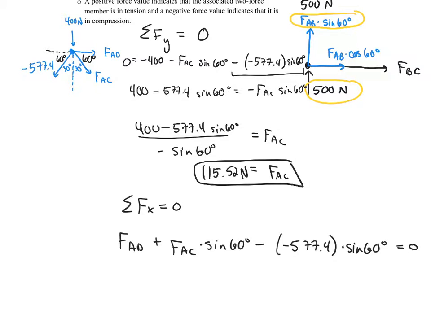Why didn't I include 400 in the x direction? Why did I include the 400 force? Good. The 400 acts down on the bridge. It acts down. So it doesn't affect the horizontal motion in the center.